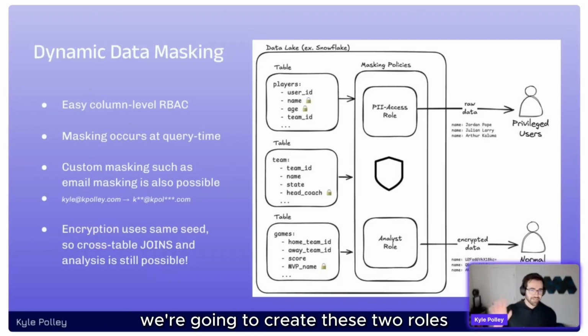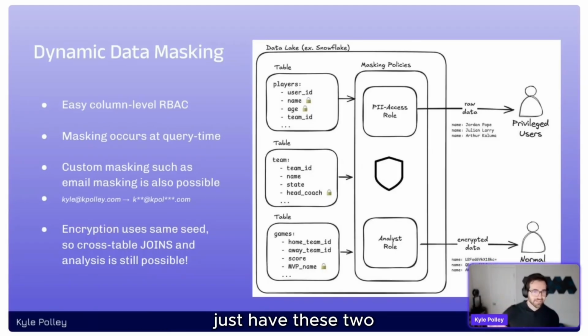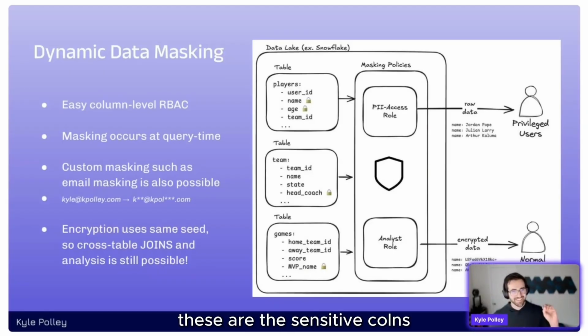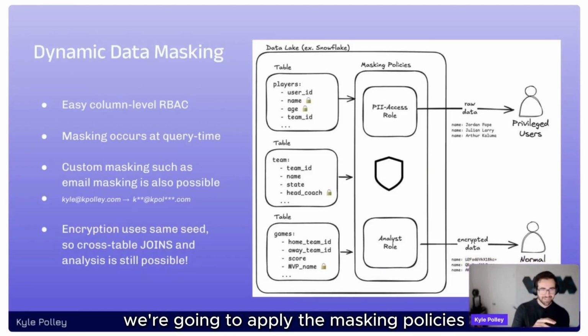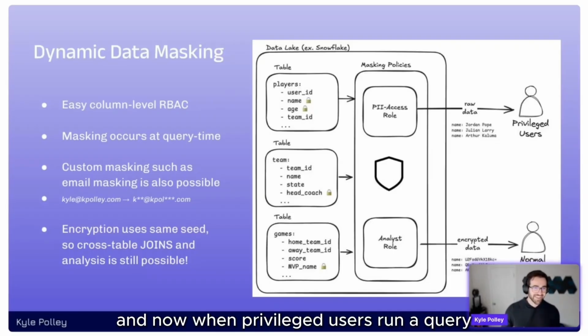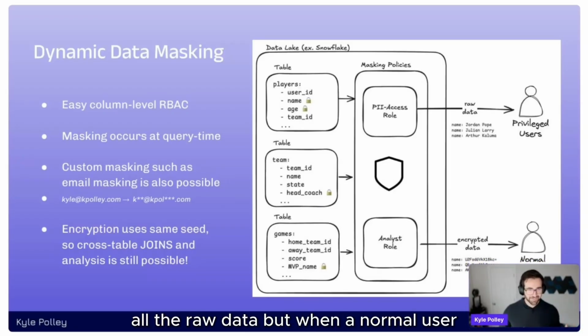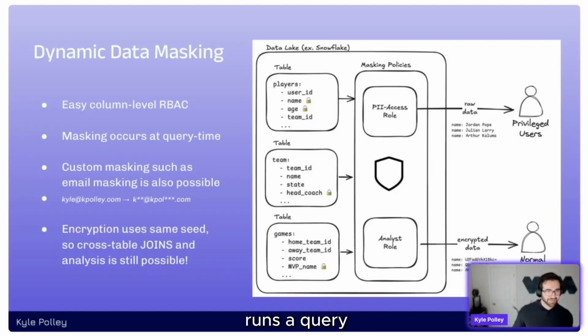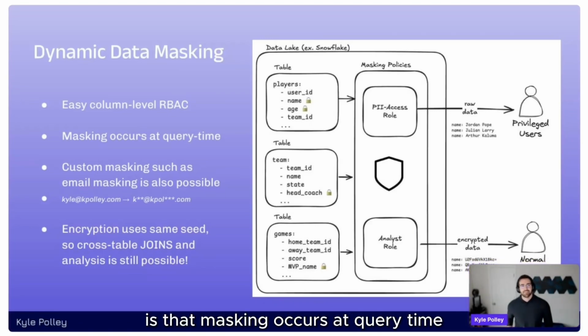You say, okay, we're going to create these two roles. One is the PII access role and one is the normal user or analyst role. You can obviously create many more, but for this example we'll just have these two. On the table side, you go through all the tables and say, these are the sensitive columns, and we're going to apply the masking policies to them. Now when privileged users run a query, they can see all the raw data. But when a normal user runs a query, they still get the same table, but these sensitive columns are encrypted.